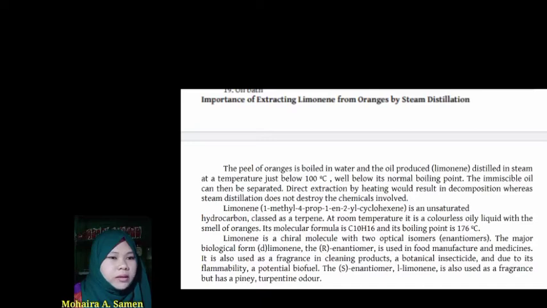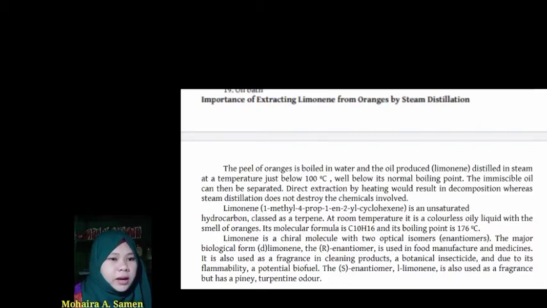Limonene, 1-methyl-4-prop-1-en-2-yl cyclohexane, is an unsaturated hydrocarbon classed as a terpene. At room temperature, it is a colourless oily liquid with the smell of oranges. Its molecular formula is C10H16 and its boiling point is 176 degrees Celsius.